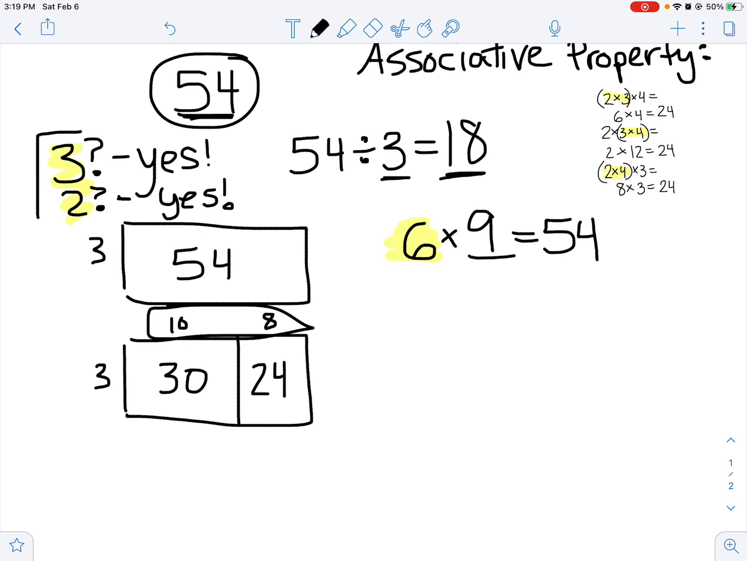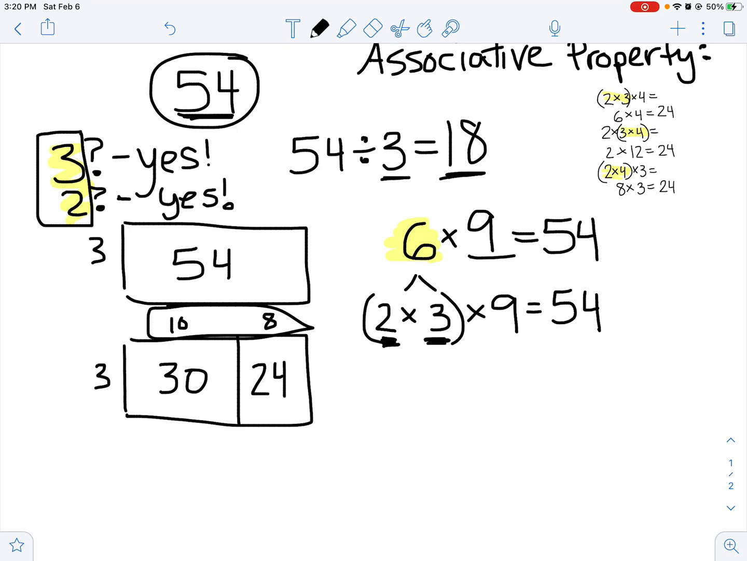Here's what's really cool. If we already knew 2 and 3 are factors of 54, look at what this is. Isn't this really just saying 2 times 3 times 9 equals 54? Right? So if we know 2 and 3 are factors of 54, both of them, then we know 6 would be a factor of 54. Okay? Because we know that we can fit 2 in there and we can fit 3 in there equally, so therefore we must be able to fit 6 in there as well.